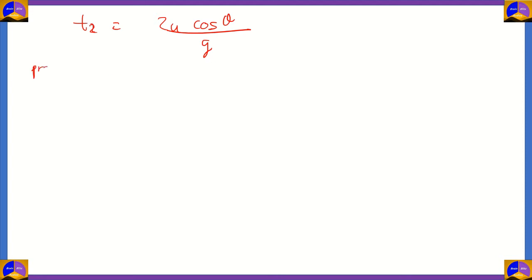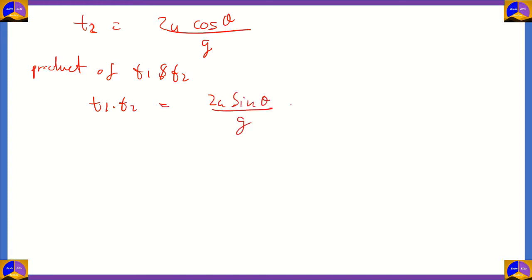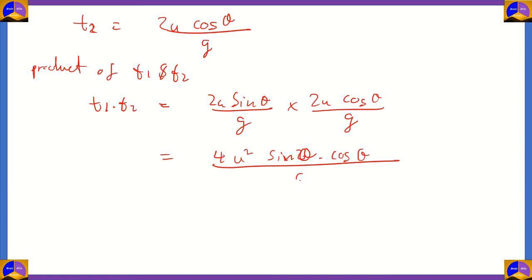We need to find the product of t1 and t2. So t1 times t2 is equal to 2u sine theta by g into 2u cos theta by g. So 2 times 2 is 4, u times u is u square. We have sine theta and cos theta in the numerator, and in the denominator you get g square.